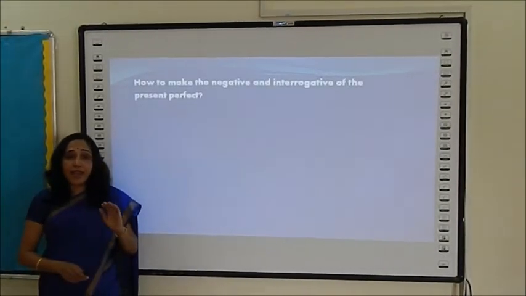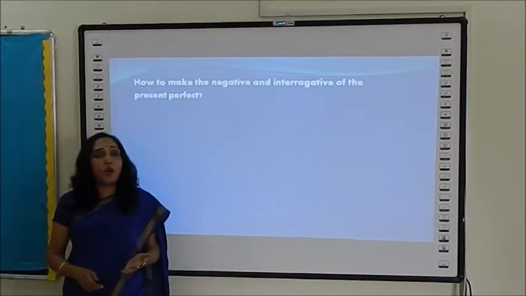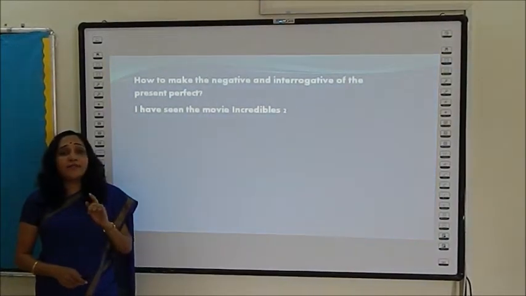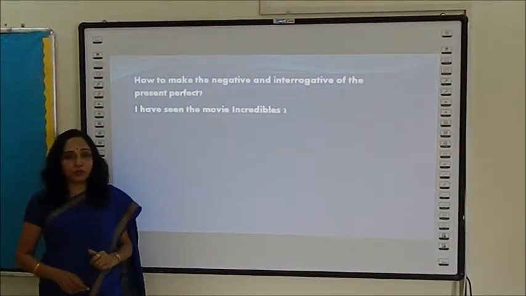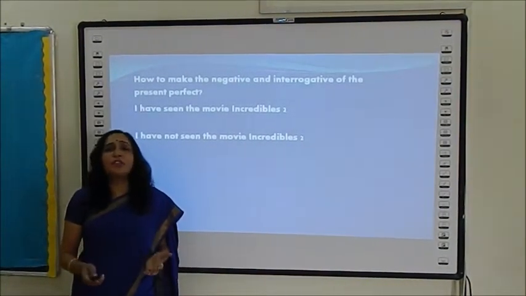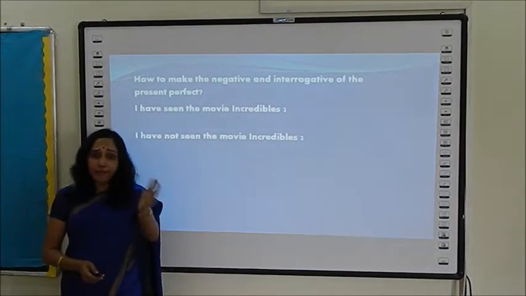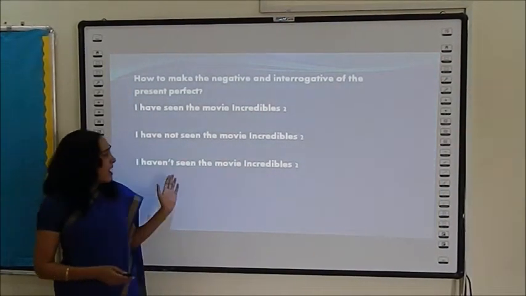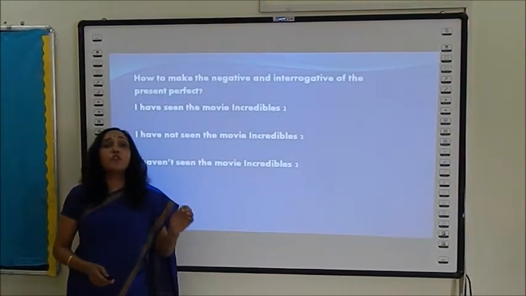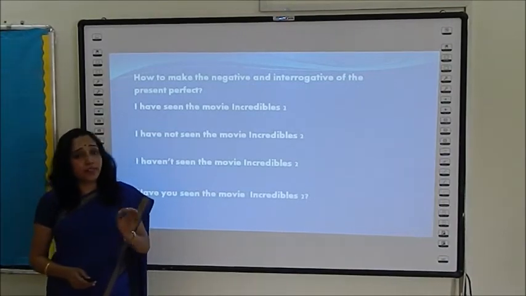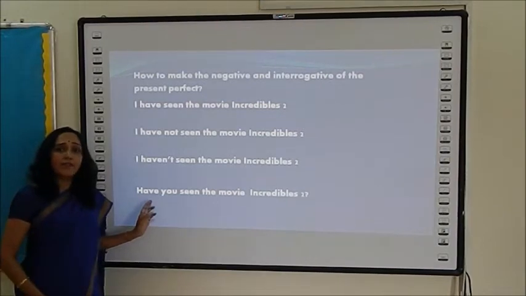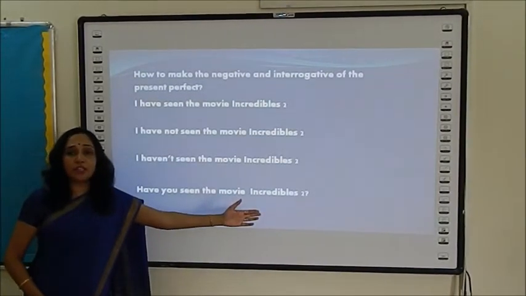How to make negative and interrogative of the present perfect. Look at the positive sentence. I have seen the movie Incredibles 2. The negative, I have not seen the movie Incredibles 2. If you use contraction, I haven't seen the movie Incredibles 2. To make the interrogative present perfect, move the helper verb to front. Have you seen the movie Incredibles 2?